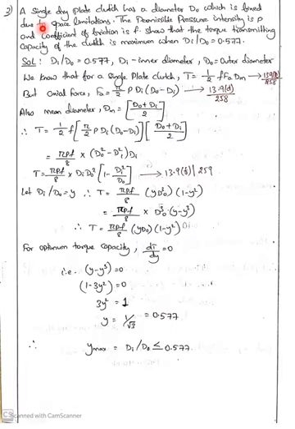Next one: a single plate clutch has a diameter d0 which is fixed due to space limitations. The permissible pressure intensity is P and the coefficient of friction is F. Show that the torque transmitting capacity is maximum when di by d0 is equal to 0.577. So he has given di and d0. Now we shall use uniform wear theory, since it is a single plate clutch. We know the torque formula, axial force and mean diameter.